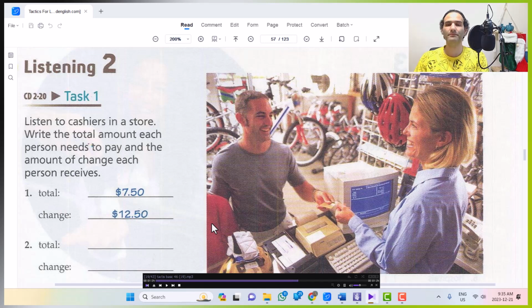Okay. So the total is $12.15, and the change is $7.85. The person is buying a t-shirt and the cashier thinks that the color looks good on them, and he's buying socks as well, which is $3.20. The total $12.15 and the change $7.85.